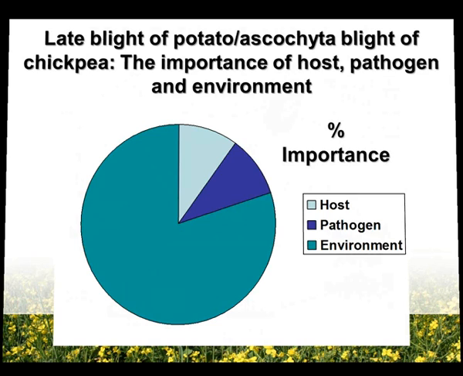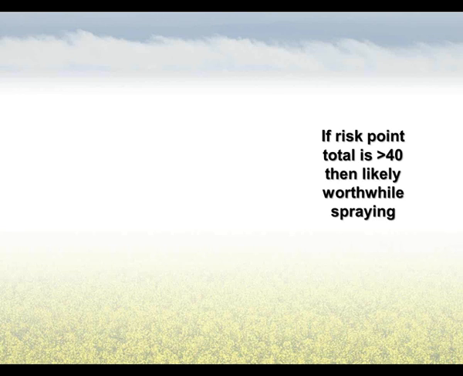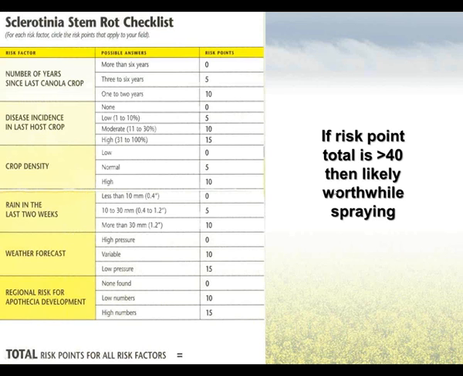And I won't go into the disease cycle here, but again, potato late blight, the fungus that causes it, Phytophthora infestans, is a polycyclic disease, and it cycles very, very rapidly on the potato crop. If we're looking at disease risk, a useful tool that you can look at is the checklist.